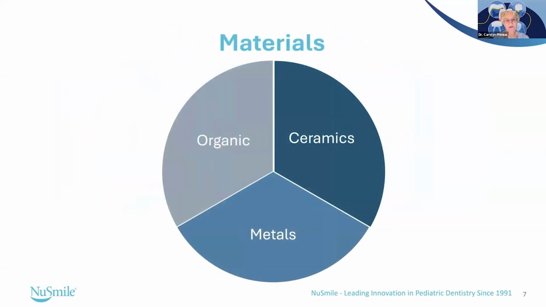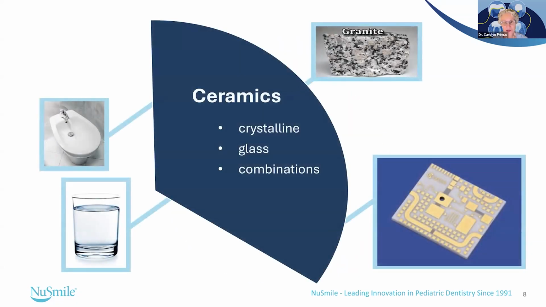So when it comes to definitions, materials in our world are either ceramic, organic, or metallic. And the materials that we use in dentistry and medicine are a subset of that we call biomaterials. Now, what I want to focus on tonight is really ceramic materials, which can be crystalline, glass, or combinations thereof. And I'm showing you some examples of ceramics in your life. The most important is undoubtedly the electronic ceramics that make this webinar possible and a lot of equipment that you use.